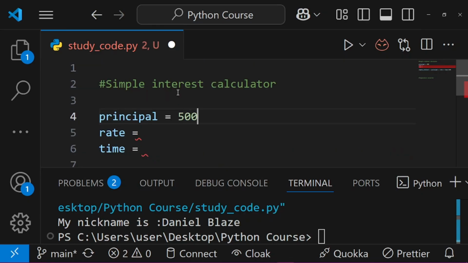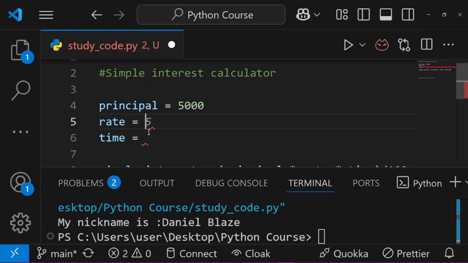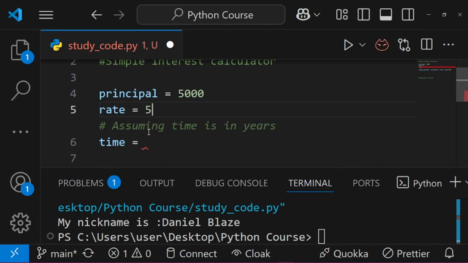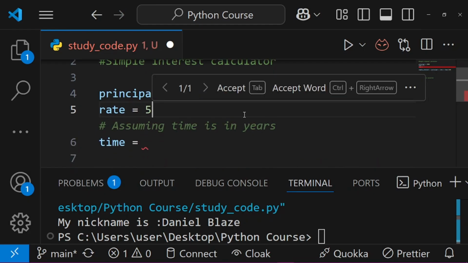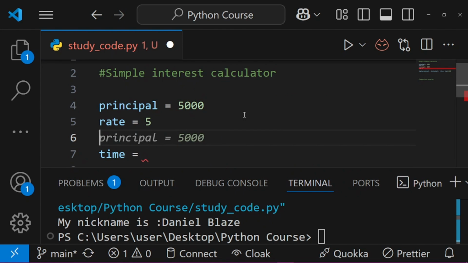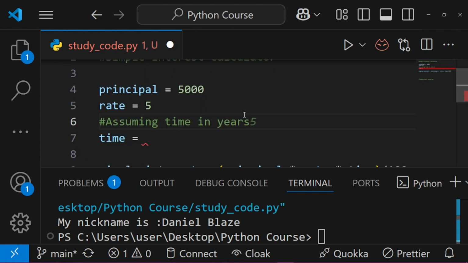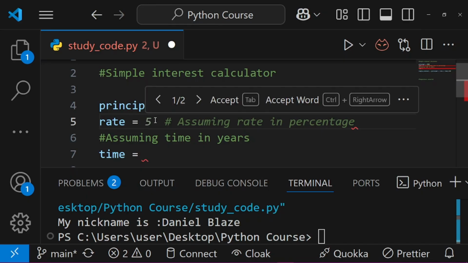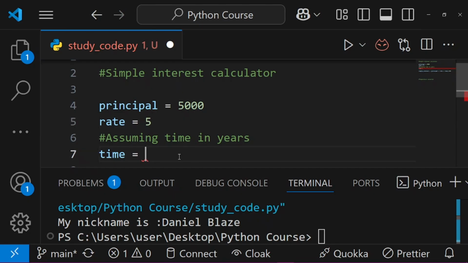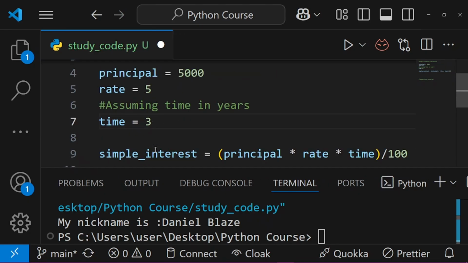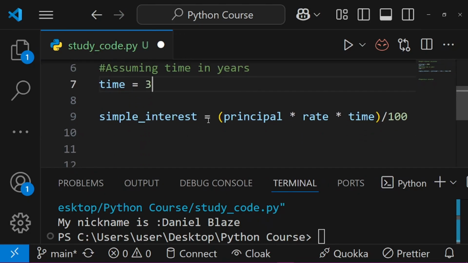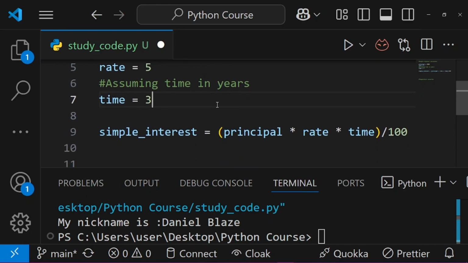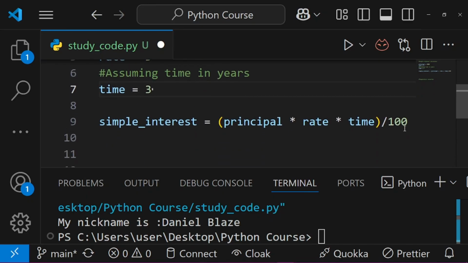So now let's say our principal is 5,000, right? Assuming time is in years, of course. So assuming we have a principal amount of 5,000, right? And now we also have a rate of 5%. And then for time, let's say we have 3 years. Yes, now we can come over here and then we'll be able to compute our simple interest.